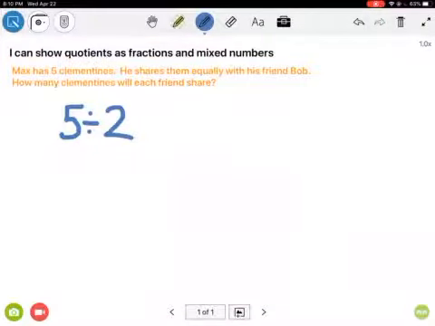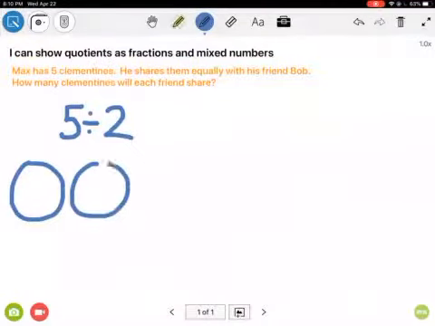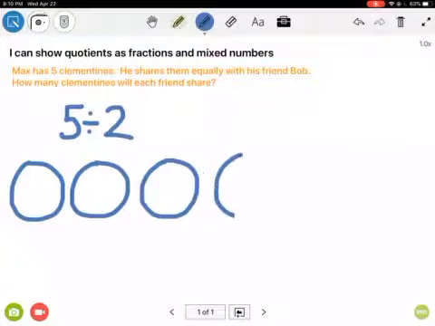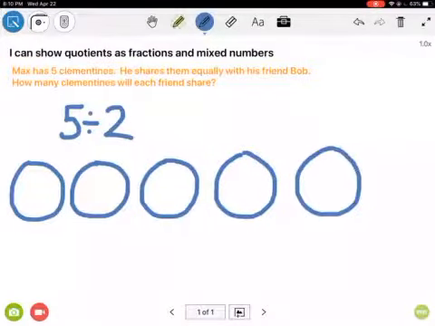So I'm going to draw out my 5 clementines. So I have 1, 2, 3, 4, 5. Okay, and I'm going to divide them equally among 2 friends.